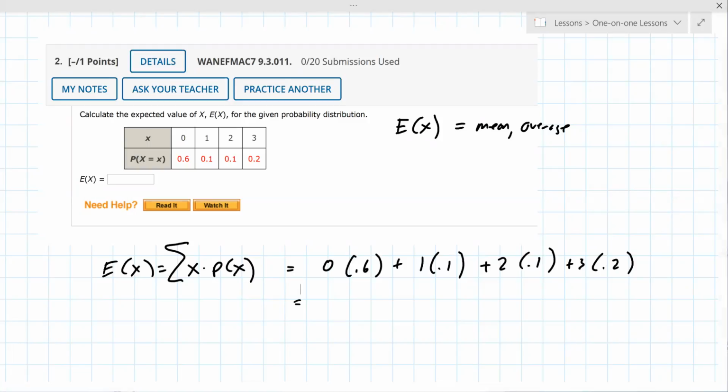Okay, so you got a calculator. It's 0.1, 0.2, so that's 0.3. Looks like it's 0.9, 0.9 maybe.